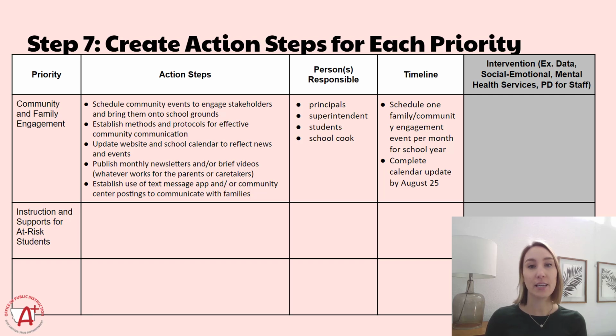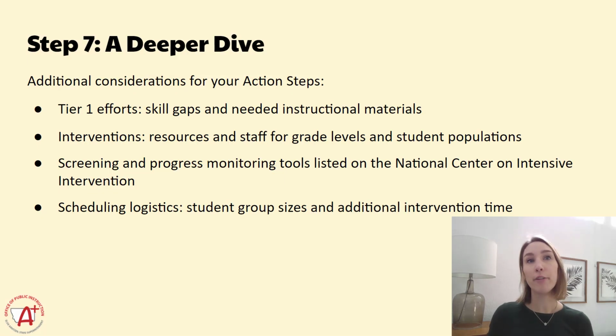In this case, a committee has been formed consisting of the principal, a superintendent, students, and the school cook to oversee the implementation of this specific plan. 2 steps have been outlined in the timeline, including a planned frequency of community engagement events and a deadline for the school calendar. If your current initiatives already strongly align with your priorities, try to dive deeper and ask yourself, is this working? And critically examine the practices in place for those initiatives.